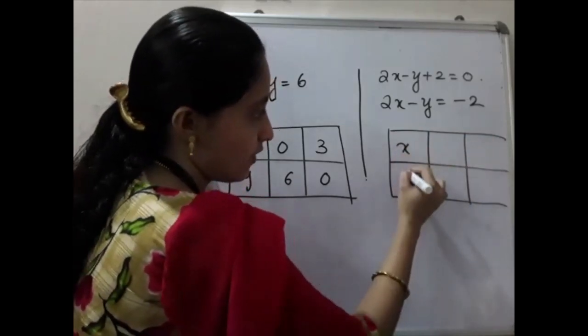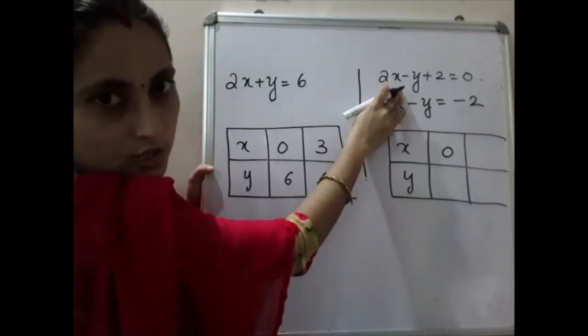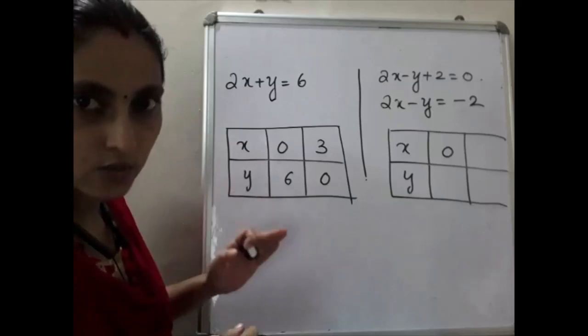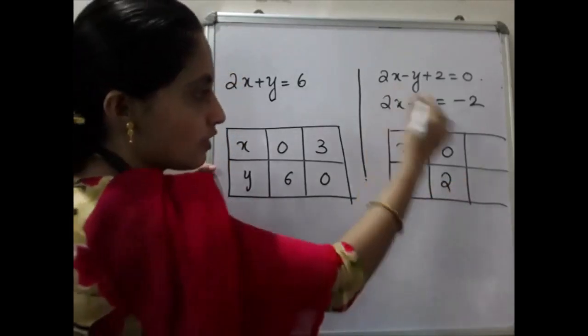X value, y value. If x is equal to 0, this will be equal to 0. That is minus y is equal to minus 2. Minus and minus cancel. So what is the value for y? Y is equal to 2. Clear? Then you put y is equal to 0.